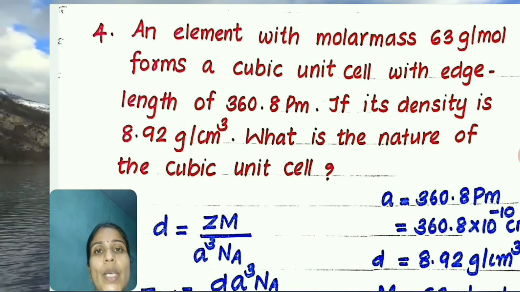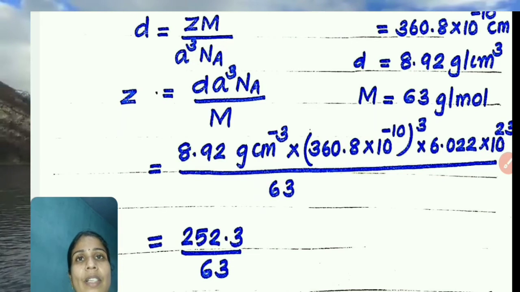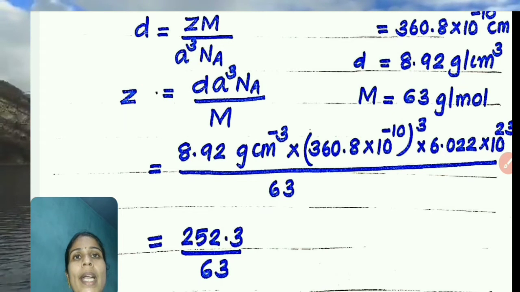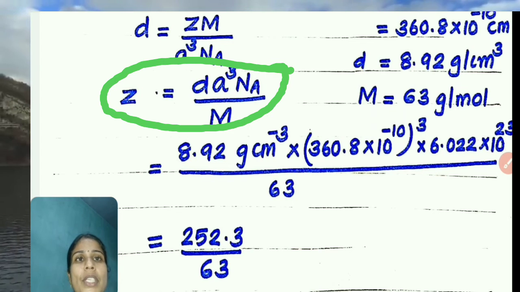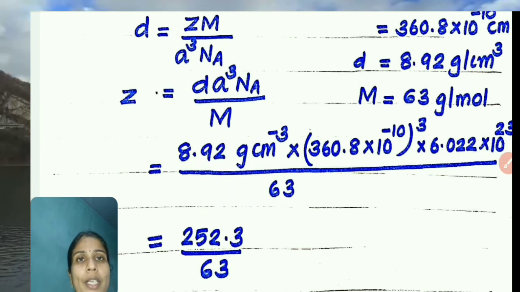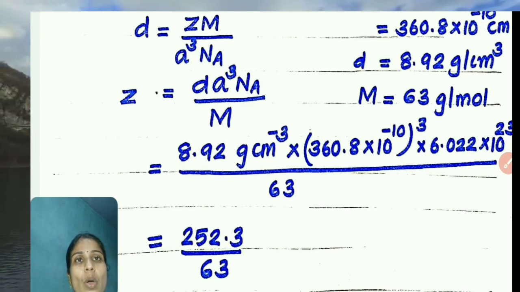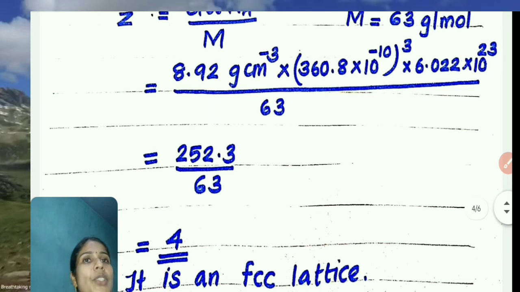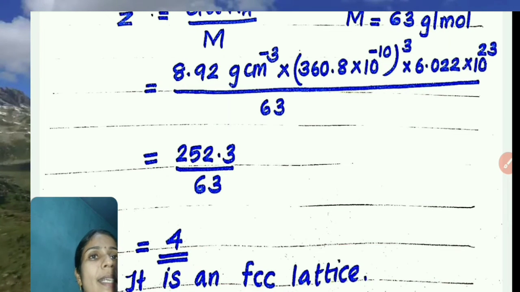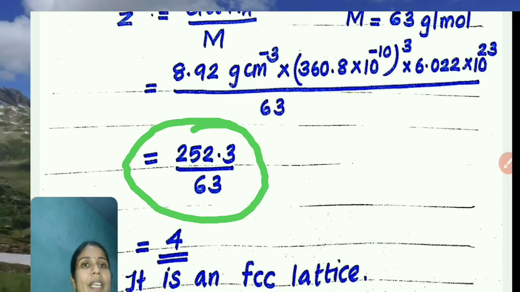So we know the equation, density d is equal to ZM by a cube Na. We can write from this equation Z is equal to d a cube Na divided by M. Then substituting the values, d is 8.92 gram per centimeter cube, a is 360.8 into 10 raised to minus 10, its whole cube, into Na is 6.022 into 10 raised to 23, divided by molar mass, which is 63. Then on solving, we get 252.3 divided by 63, which is equal to 4.